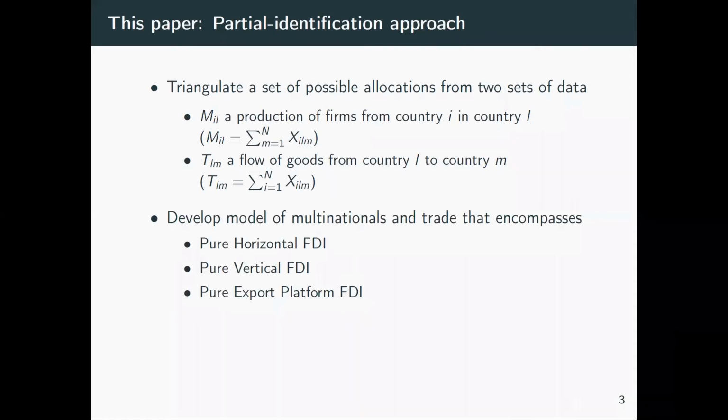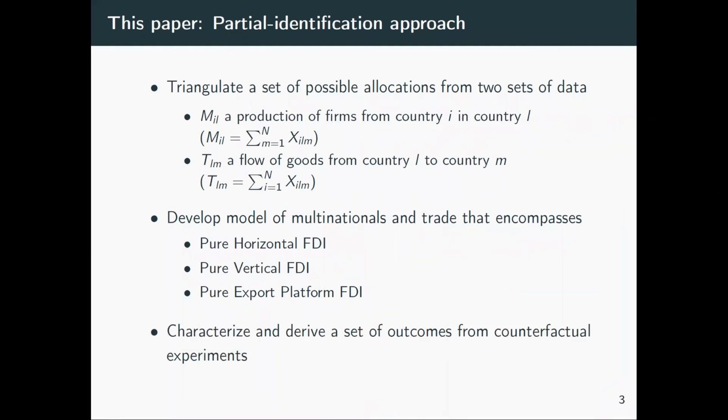Second, I develop a model of multinationals and trade that encompasses various special cases. This model translates the allocation to the counterfactual outcomes. The special cases are 3 theories of foreign direct investment, which I'll just call FDI, a different term for multinationals. Pure horizontal FDI, where affiliates only sell to the host country. Pure vertical FDI, where affiliates only sell to the headquarters country. And pure export platform FDI, where affiliates only sell to third countries.